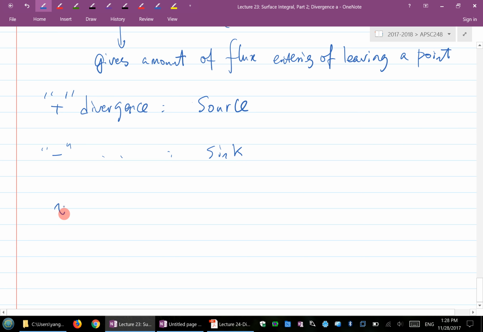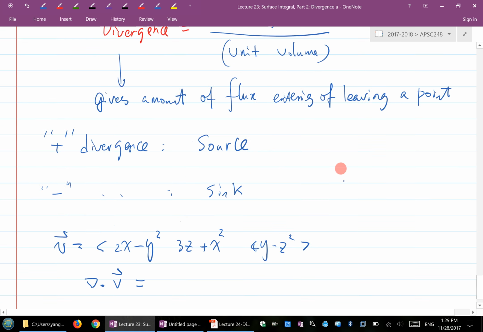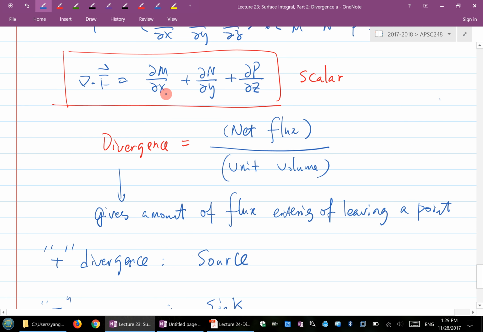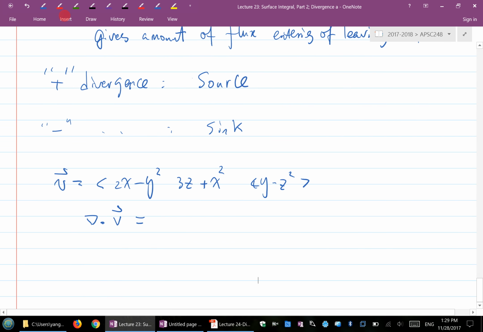So let me give you a simple calculation and another illustration here. Let's say I have v equal to (2x minus y squared, 3z plus x squared, 4y minus z squared). So let's say this is your vector field. Then we calculate the divergence of this vector field, using the formula that I showed you here: partial M partial x plus partial N partial y plus partial P partial z. Here's your M, here's your N, here's your P.